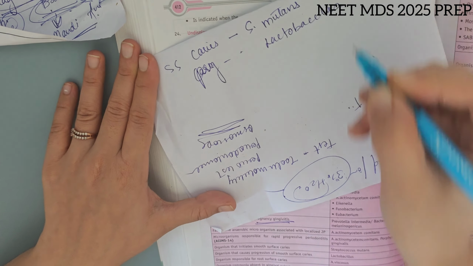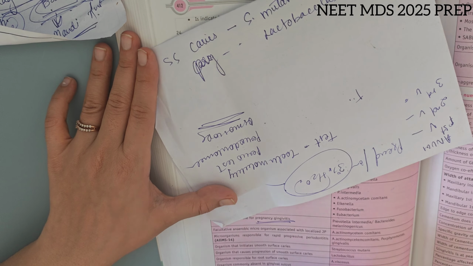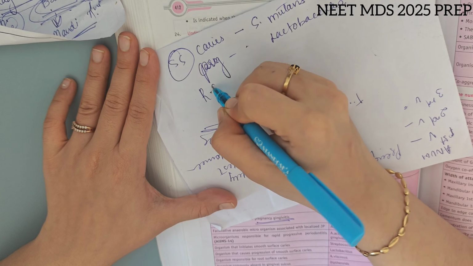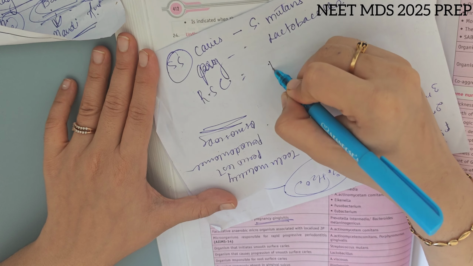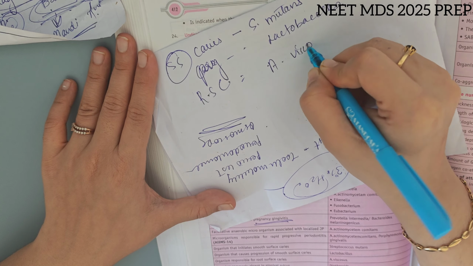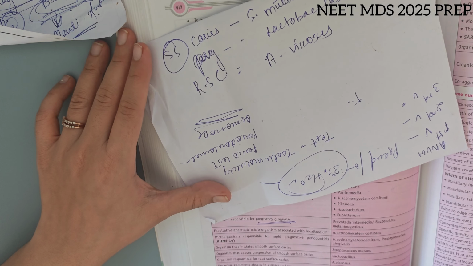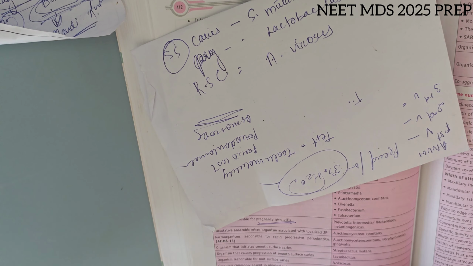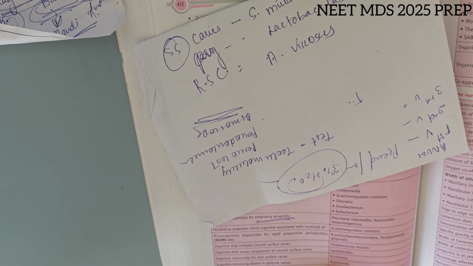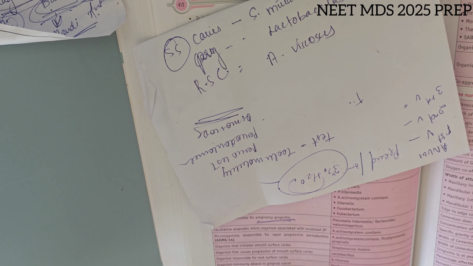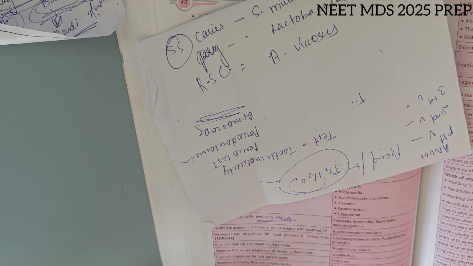Okay, responsible for root surface caries. It was about smooth surface caries, now root surface caries. It's A. viscosus. Commonly absent in gingival sulcus: diphtheroids. Diphtheroids are commonly absent. Actinobacillus actinomycetemcomitans is a facultative anaerobe.